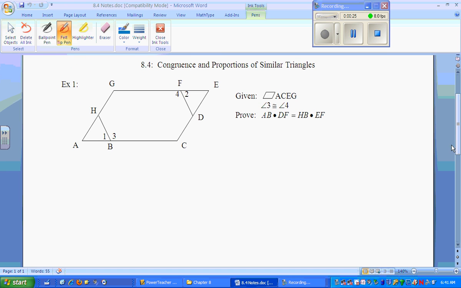Before we get into that, let's go with the classic joke. What did the 0 say to the 8? Nice belt. Got it.